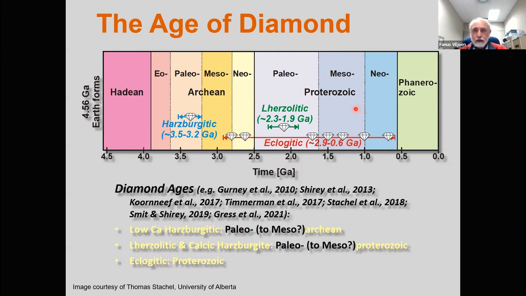And so at the moment, the thinking is that lherzolitic diamonds and the more calcic harzburgitic diamonds are essentially a Proterozoic diamond source, which probably forms in the Proterozoic through presumably plume processes, which normally result in large igneous provinces, but in the case of the lithosphere, also shows a link between large igneous provinces and the crystallization of lherzolitic diamonds, as well as more calcic harzburgitic diamonds.